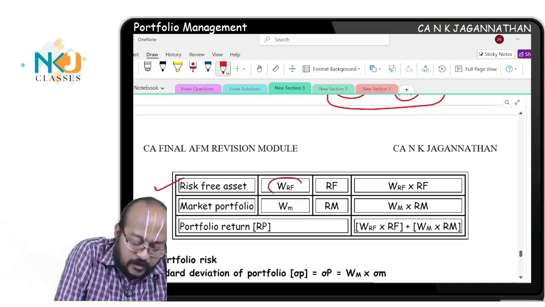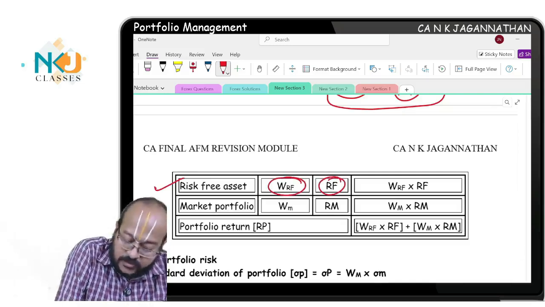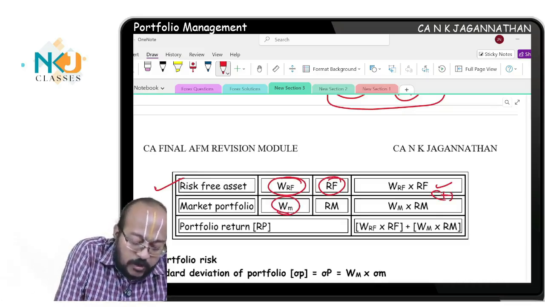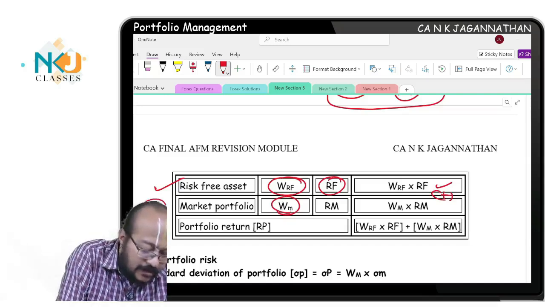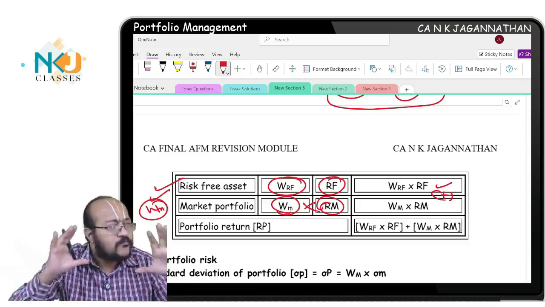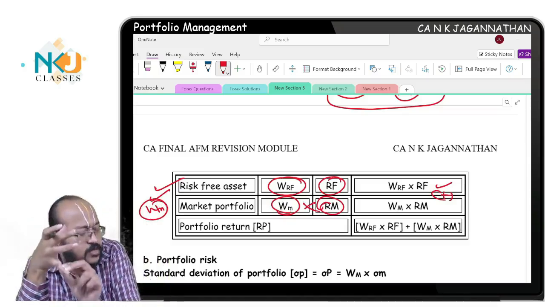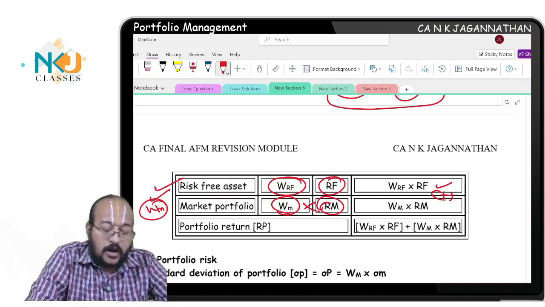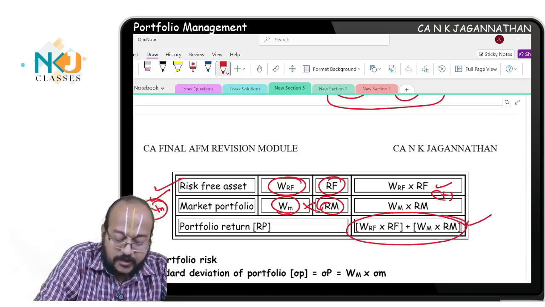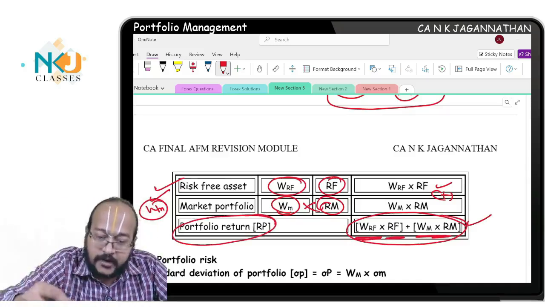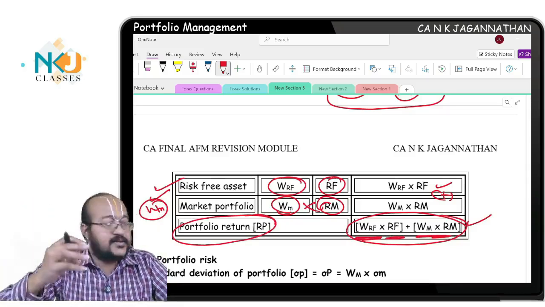For the risk-free security, WRF, the weight of RF, into RF, the risk-free rate of return, plus WM, the weight of market, into RM. RM is the return of the market. So the weighted average return of the portfolio is nothing but weight of RF into RF plus weight of market into return of market. Are you all understanding? WRF into RF plus WM into RM. This is the return of the portfolio consisting of market and risk-free asset, index as well as risk-free asset.